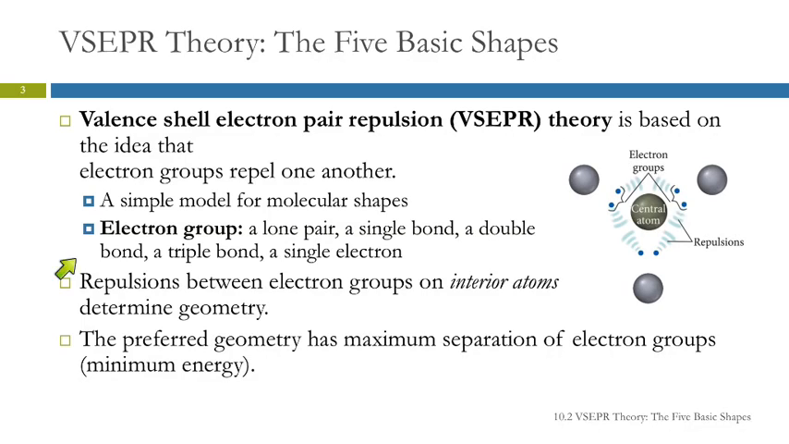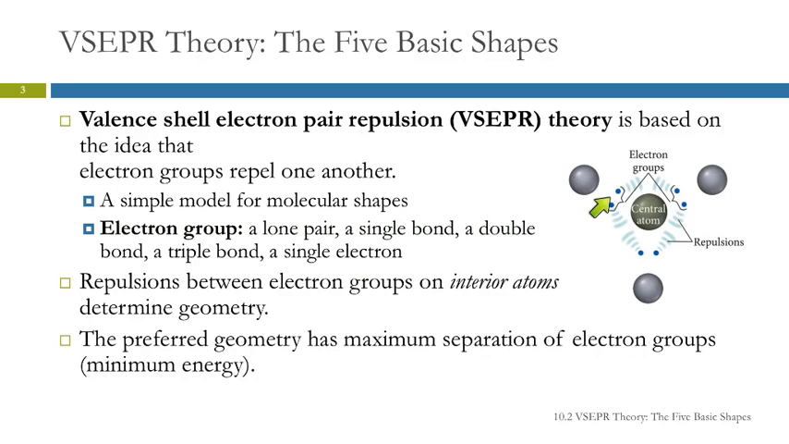So first we need to talk about what is an electron group. An electron group could be a lone pair of electrons, a single bond, a double bond, a triple bond, or a single electron if you're dealing with a radical. Very important here: a double bond has two pairs of electrons in it, but a double bond is one electron group, okay? One electron group.